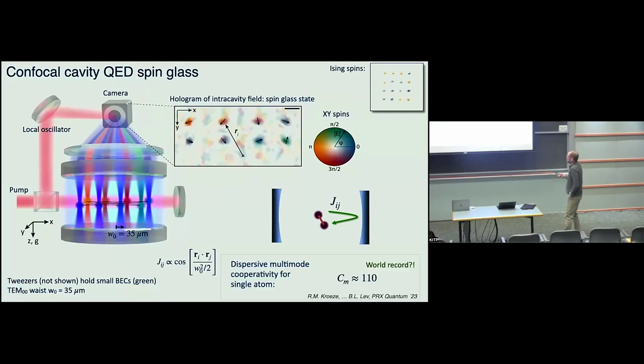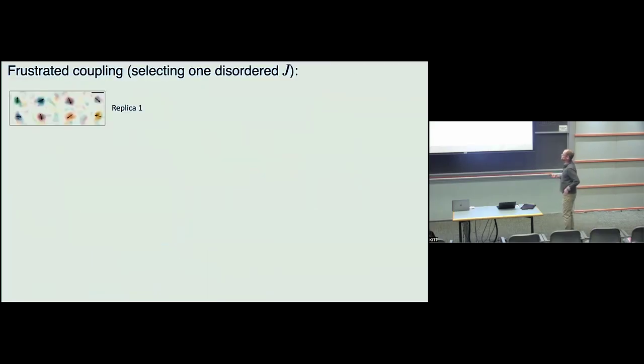So it turns out that the cooperativity of this is incredibly high. It's more than 100, which is, if not a world record, very, very close. And so it's a really great quantum optical system just in general. So let's do the experiment.